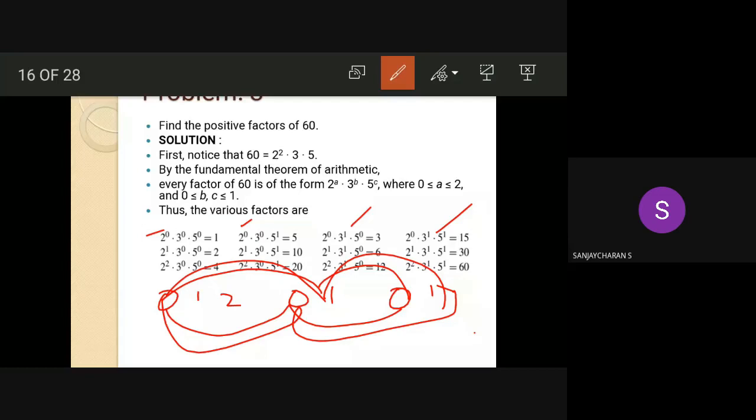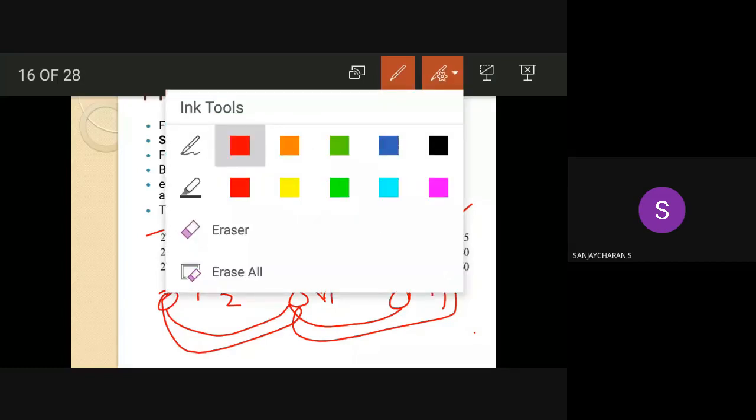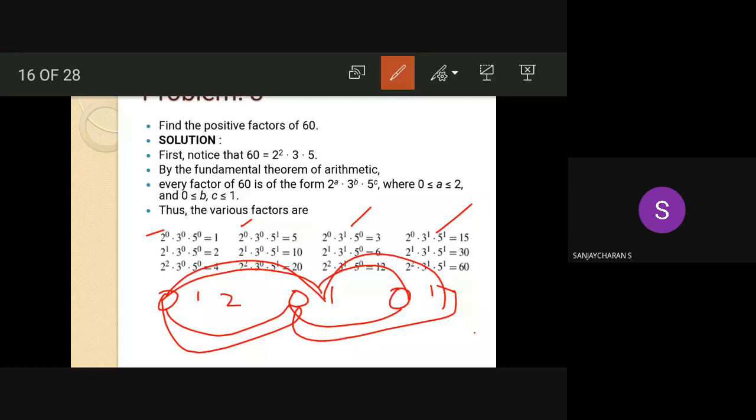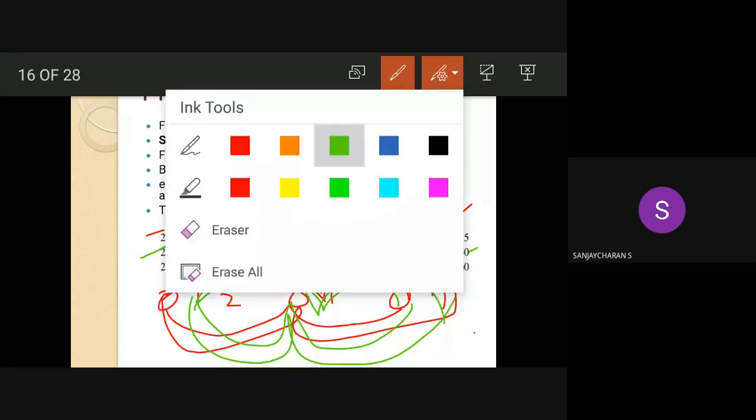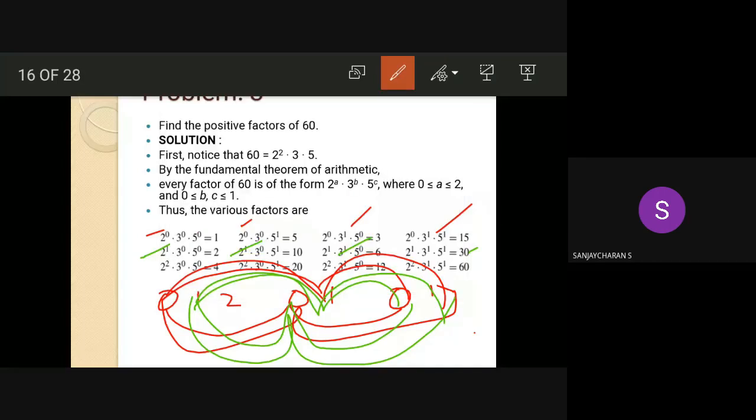I can use another color, green. So 1, 0, 0, then 1, 0, 1, then 1, 1, 0, then 1, 1, 1. I will get the remaining 4. Now I choose another color, pink. Next one, 2: 2, 0, 0, and 2, 0, 1.